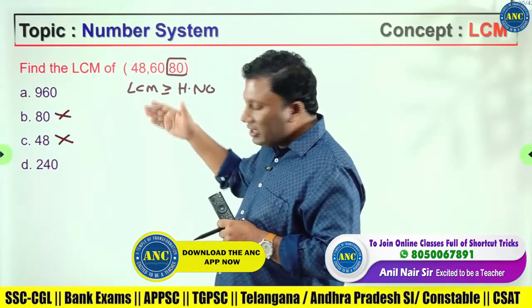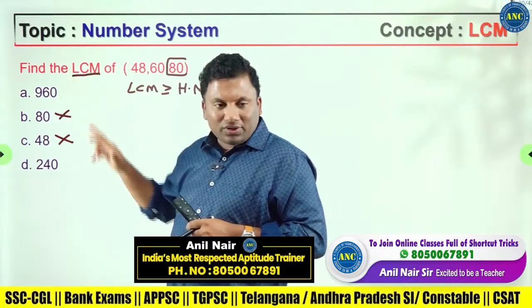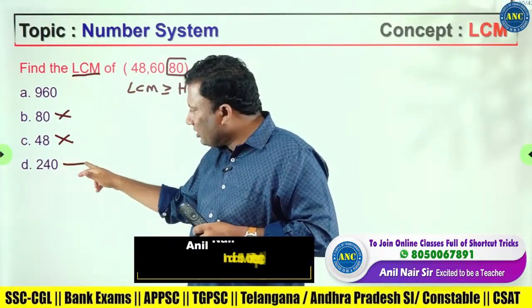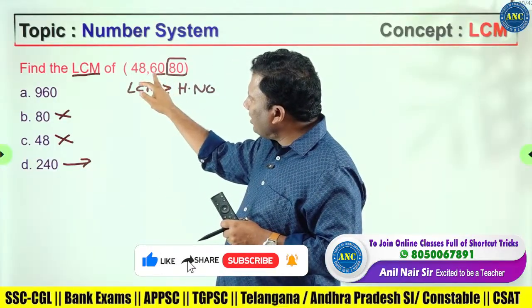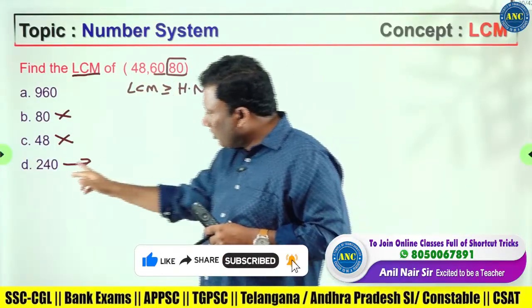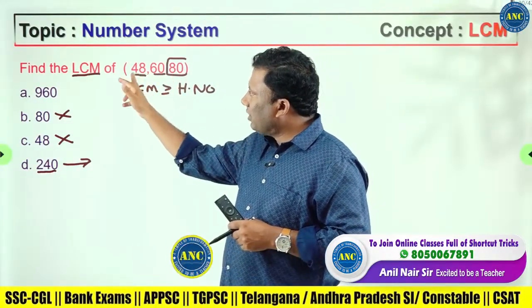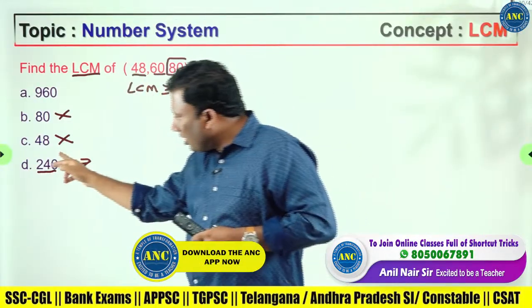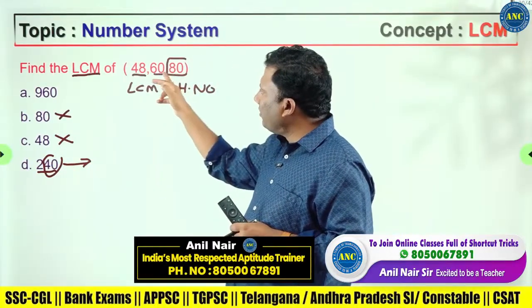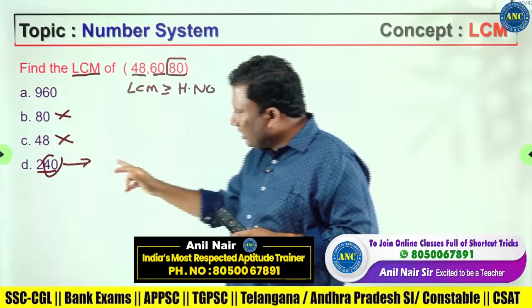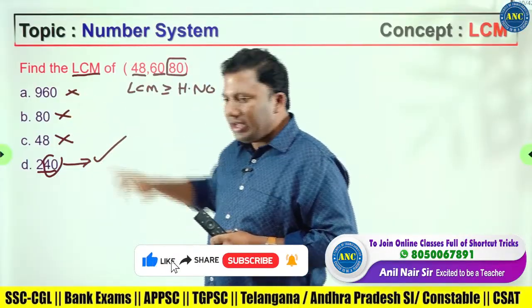Now, A option, what is the definition? Least common multiple, the smallest. Let me take 240. One number is divisible by 3, and this is also divisible by 3. One number is divisible by 4; the last 2 digits 40 are also divisible by 4. One number is divisible by 10, and this is also divisible by 10. Smallest, it is 240. Answer is 240.